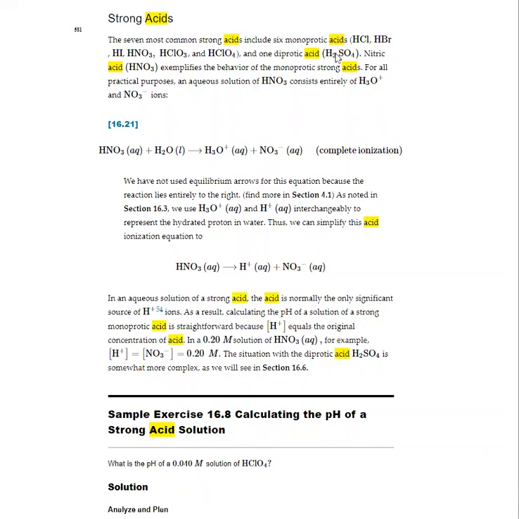And then H2SO4, again, 2 more oxygens than hydrogens, so it's a strong acid. That's a general rule to remember. If there are 2 more oxygens than hydrogens, it's most likely a strong acid, unless there are carbons, then it gets a little funky. Nitric acid exemplifies the behavior.